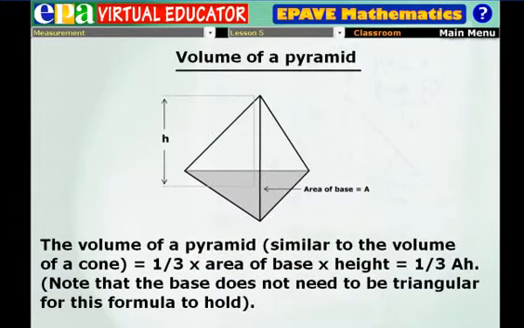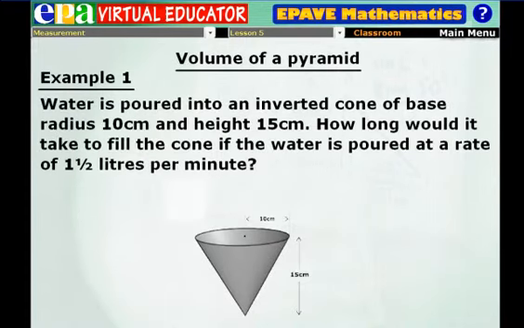The volume of a pyramid is similar to the volume of a cone and is equal to 1/3 times area of base times height, which is equal to 1/3 AH. Remember that the base does not need to be triangular for this formula to hold. Let us try an example.